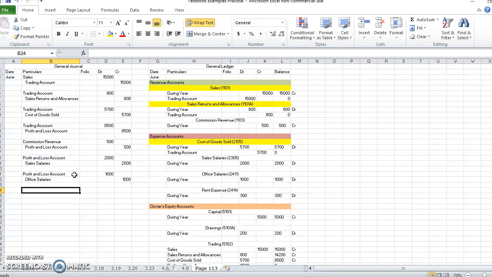After office salaries, we've got our rent expense, which is a debit of 300, so we will credit it for 300. And again, we'll do profit and loss account, 300.